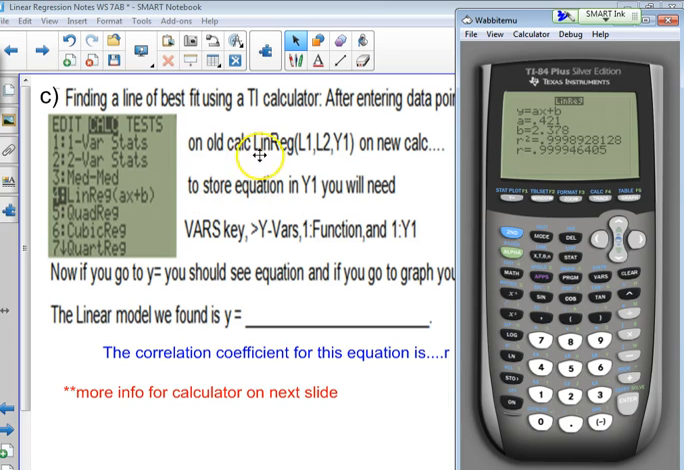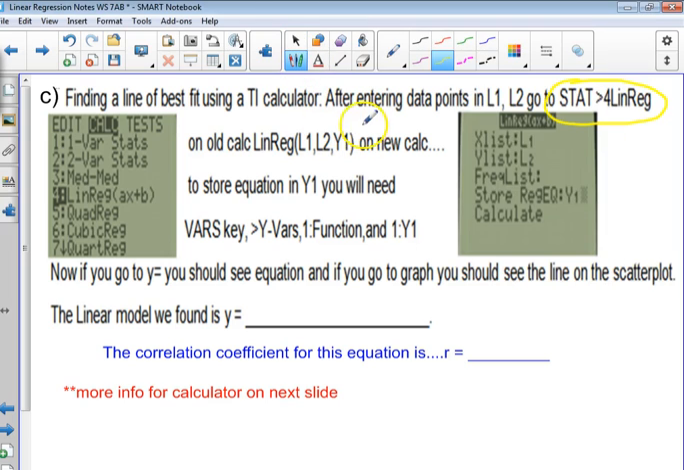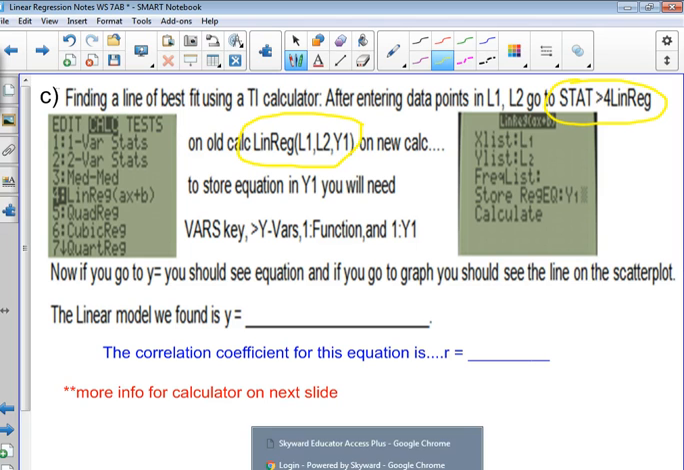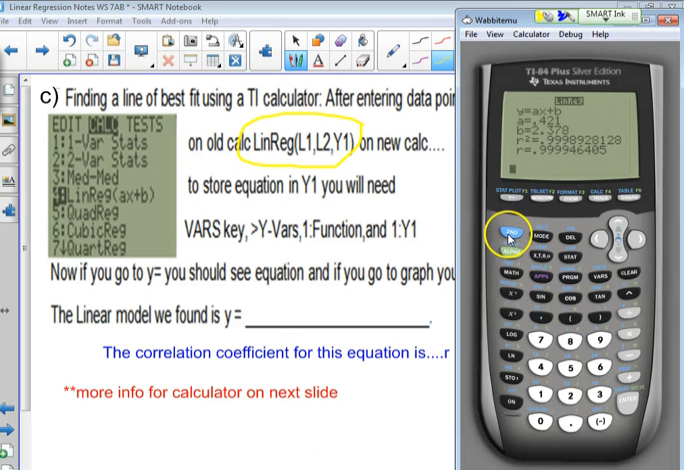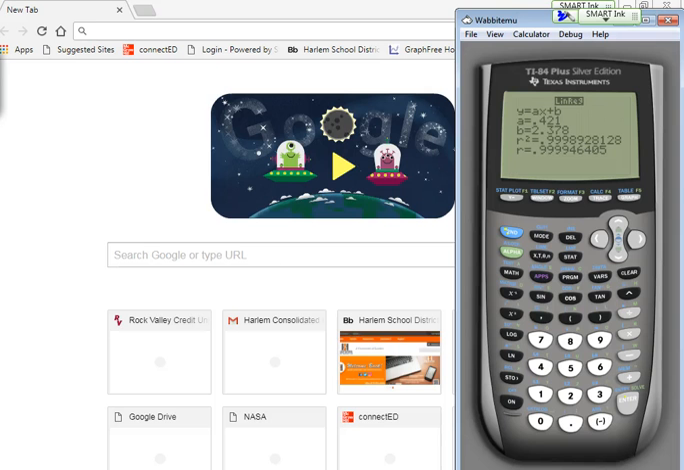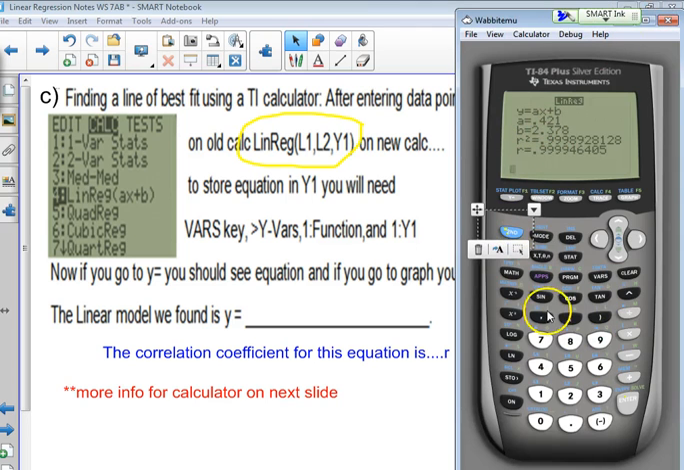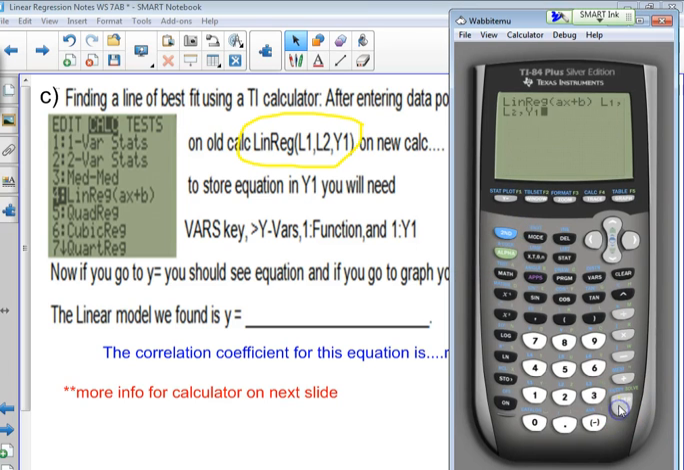Now, if you have an older calculator, look up here, please. You have to type it like this on your screen. I don't think you need the parentheses. This is what it's going to look like. I can make my calculator look like that by doing second. Okay, sorry, it's my mouse. This is what it's going to look like on your screen. I need it to say line of regression and then L1, comma, L2, comma, Y1.